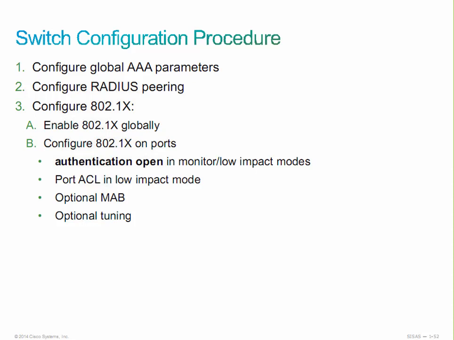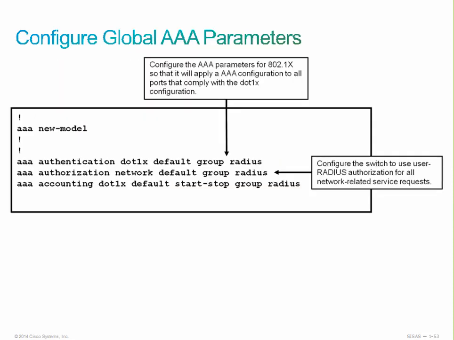Are we going to do authentication open? Are we going to do monitor mode? Are we going to do low impact mode, closed mode, etc.? What's the port-based ACL that's going to be applied in our low impact mode, which is that default ACL that gets applied when we're not doing closed mode or even downloadable ACLs? Are we going to configure MAC authentication bypass? Are we going to do any kind of optional tuning? We won't see all the specifics of this initially, but as we move further into the course, we'll see more specifics about each of the individual configurations.